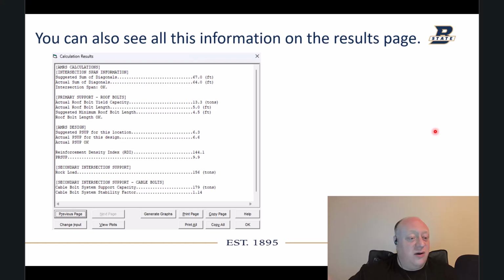You can also see all of this information in the results page. Okay, our span checked out because I put in 64. Roof bolt length is okay, right? It's longer than the minimum suggested. Our P sup is okay. And then our intersection support for the cables, right, is also okay.